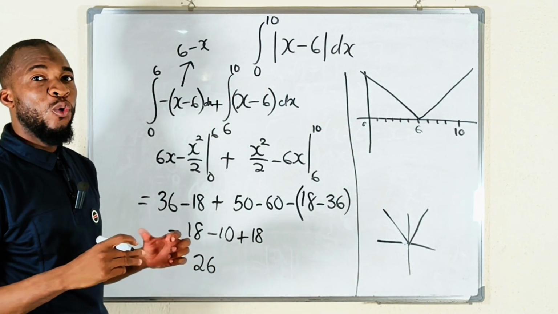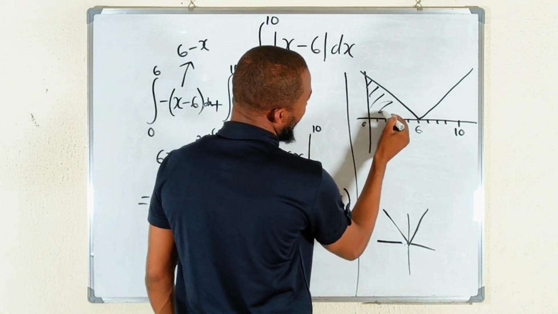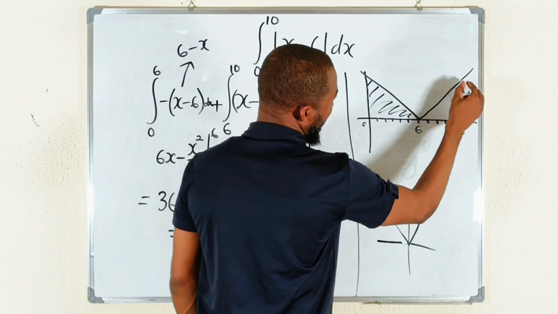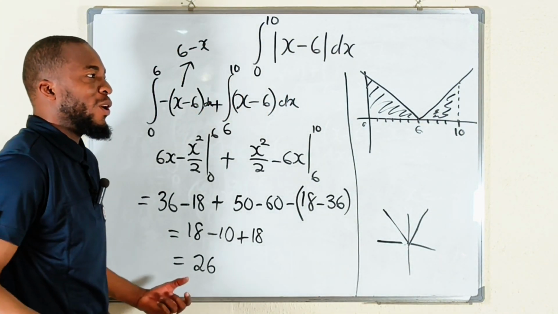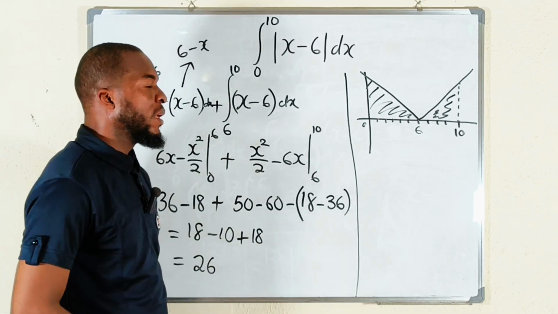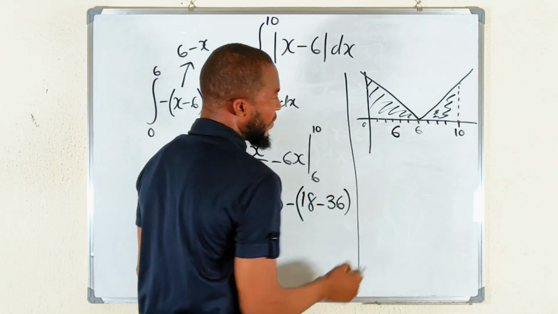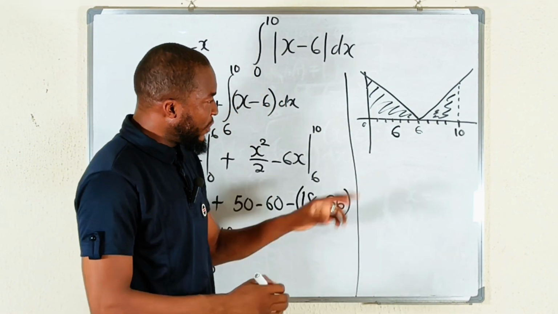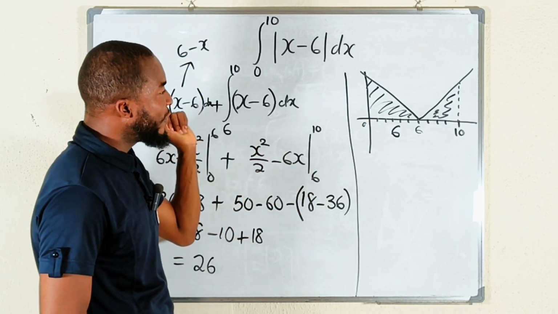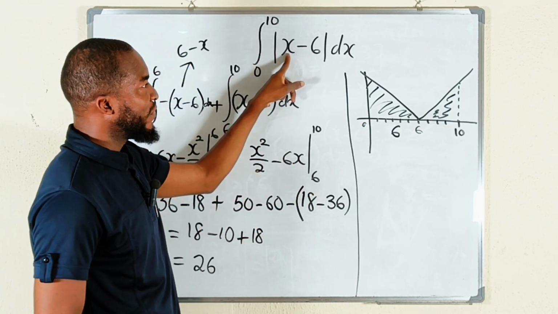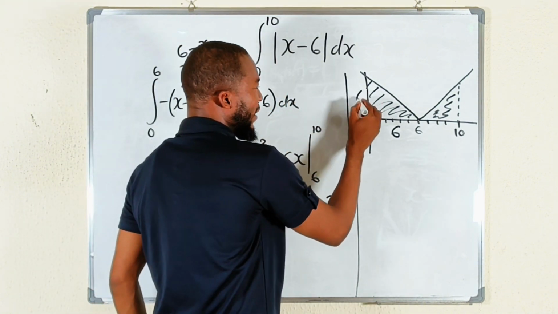So we are looking for the area under the curve. From 0 to 6, we are looking for this particular area, and from 6 to 10, we are looking for this area. If we can add the two areas together, we are good to go. From here to here, which is the base, is 6. And what about the height? At this point, x is equal to 0. Plug that 0 into the main function: 0 minus 6 is minus 6. The absolute value of minus 6 is 6. So the height is 6.